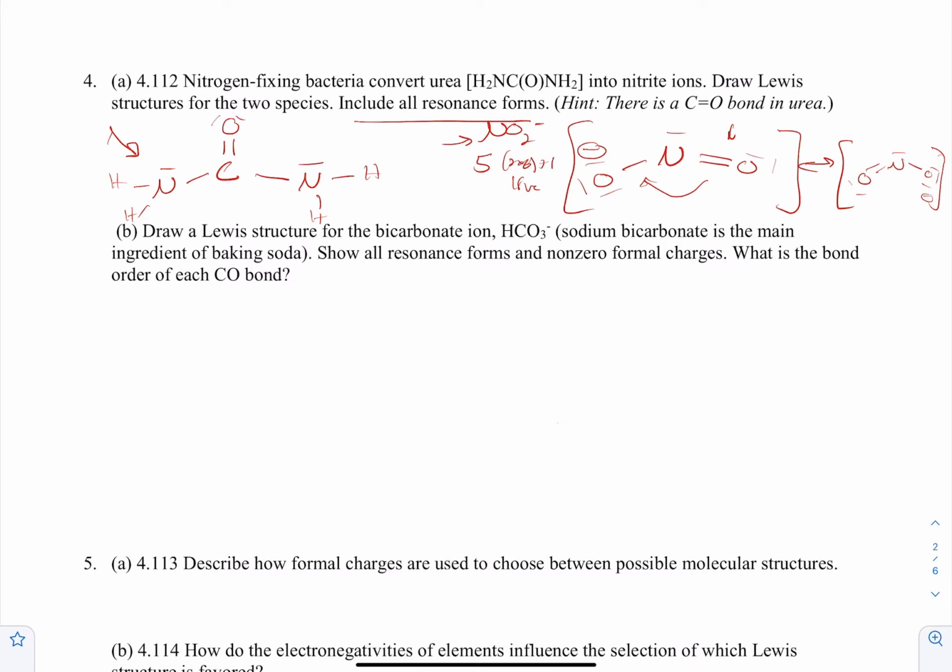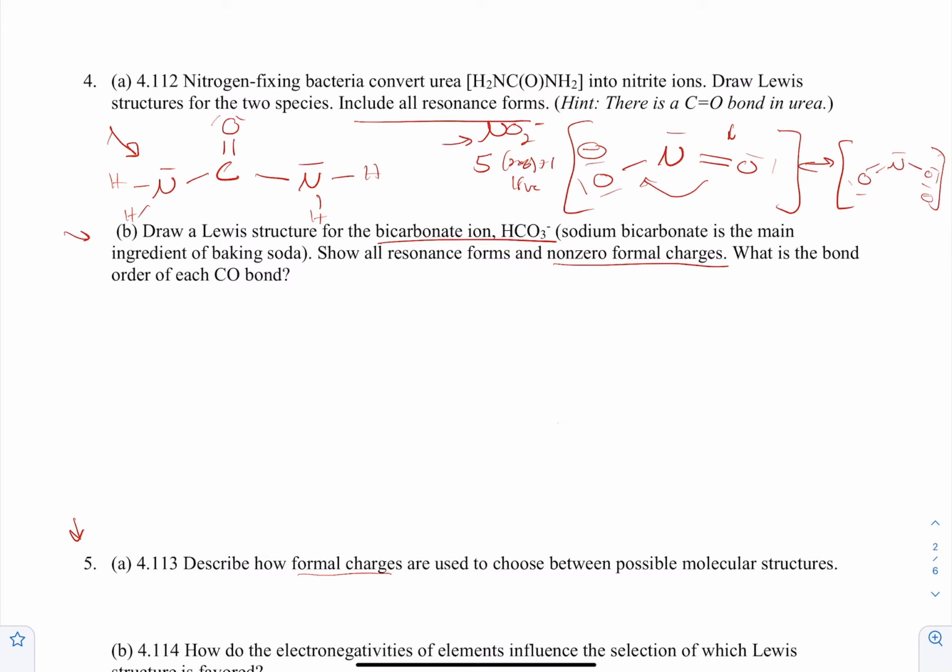And then part B says, draw a Lewis structure for the bicarbonate ion. Show all resonance forms and non-zero formal charges. What is the bond order of each carbon to oxygen bond? Okay, so now in part 2, I'm going to be covering 5 through 7, and we'll be talking way more in depth about formal charges. But in this problem, this is where I'm going to introduce how to do this, and it's actually a lot easier than you may think.